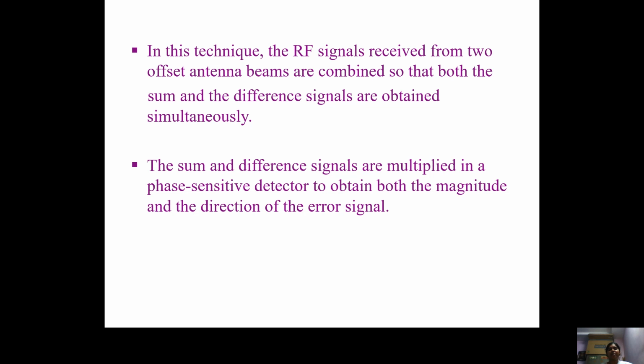The sum and difference signals are multiplied in a phase sensitive detector to obtain both the magnitude and the direction of the error signal. Here the sum and difference signals at the receiver are multiplied in a phase detector. The phase sensitive detector provides the phase angle error information, so it offers both magnitude and direction, that means the sign of the error signal also. According to the sign of the error signal, the reflector antenna is adjusted so as to minimize that error signal.